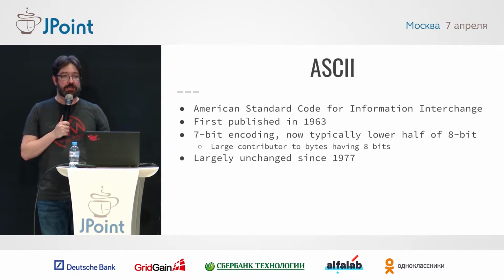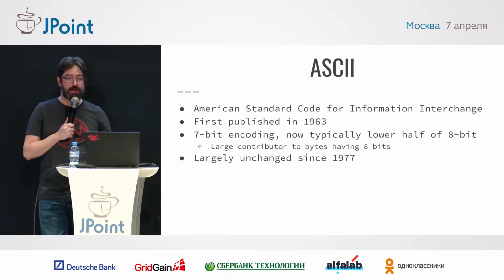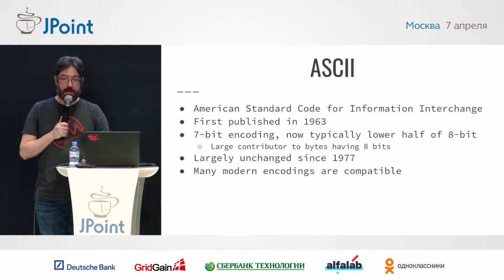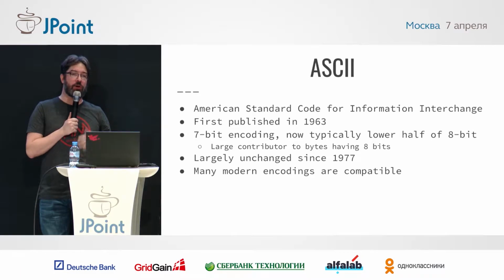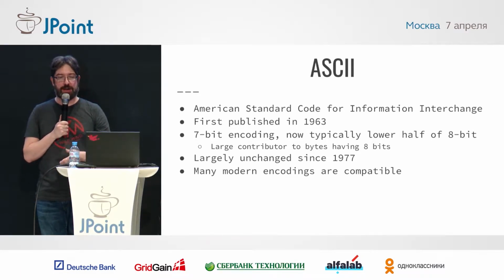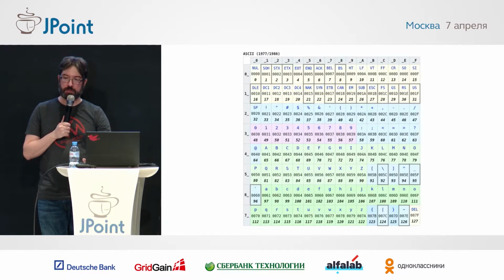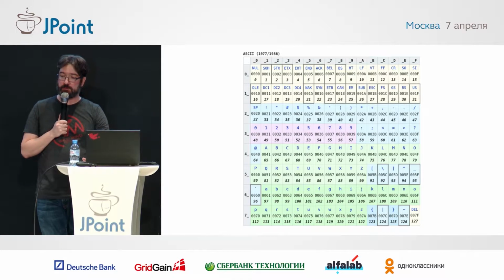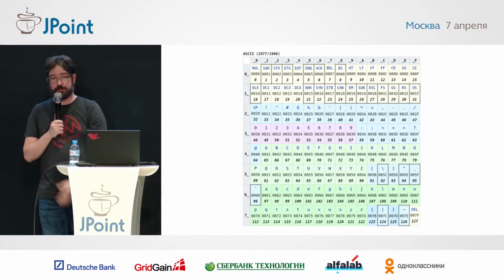As I mentioned, this is largely unchanged since 1977. There have been minor revisions over time. And many modern encodings had to be compatible with this. So the fact that this kind of got first out of the gate for representing characters meant that all future encodings were expected to, or weighed in terms of their compatibility with ASCII. All right, there's our typical ASCII chart. Nothing surprising there. Everyone's had a look at those before. But obviously, very focused on English here.